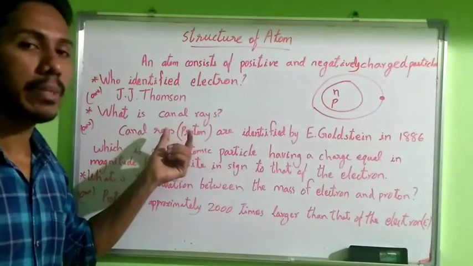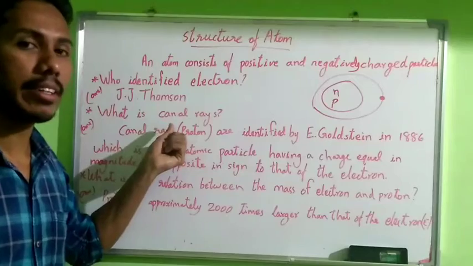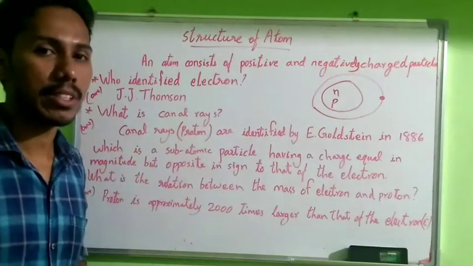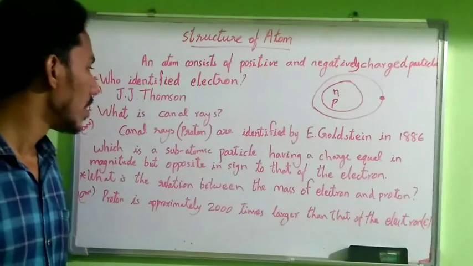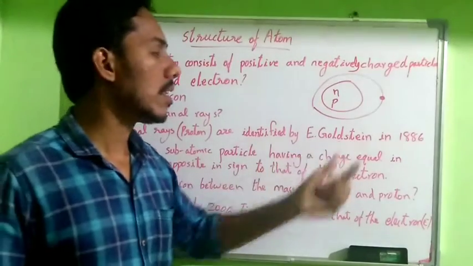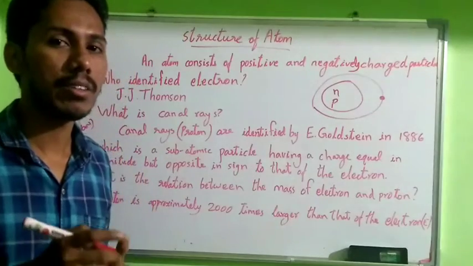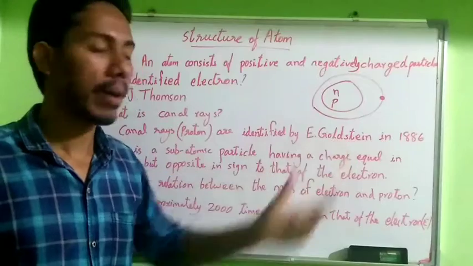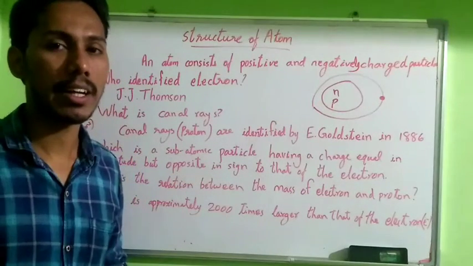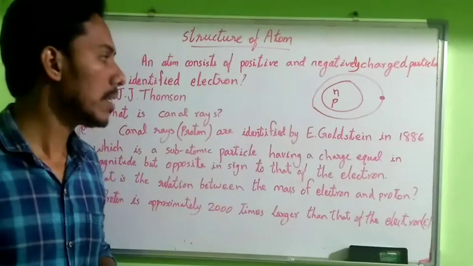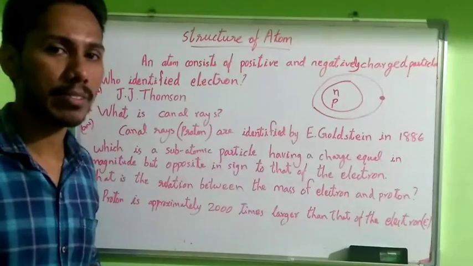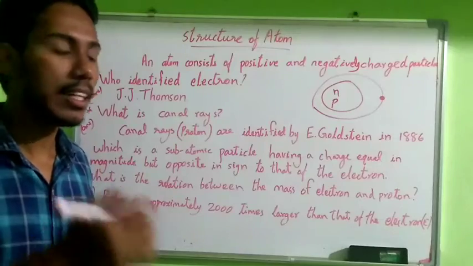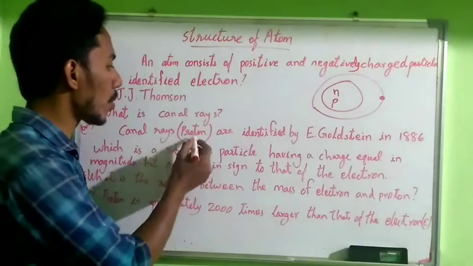Before that, there was another discovery, called the canal ray discovery. Goldstein accidentally observed a positively charged particle in the nucleus, in the center of the atom, but he could not identify more about it. When J.J. Thomson discovered the electron, it led to the discovery of the proton.